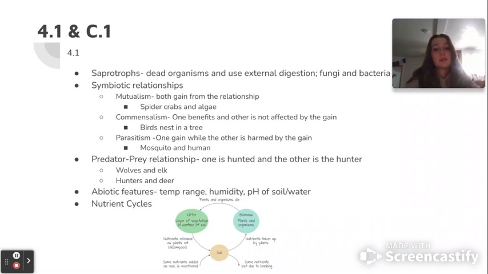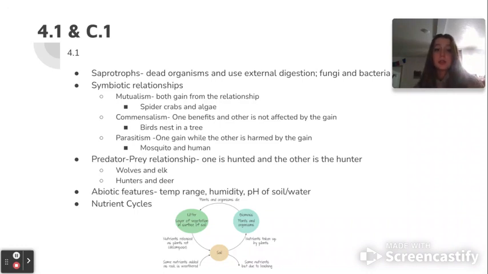Commensalism is where one benefits but the other is not affected, like birds gaining from having their nest in a tree, but the tree isn't hurt by it. Or there's parasitism, where one gains while the other is harmed, like a mosquito and a human. We're harmed, blood is taken from us, and then we have an allergic reaction on our skin. There's also a predator-prey relationship where one is hunted and the other is the hunter, so wolves and elk, or if we're going into people, it would be hunters and deer, any of those kinds of examples.